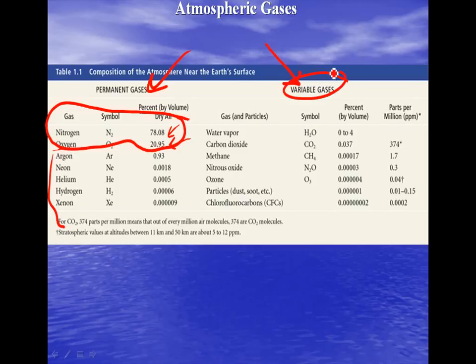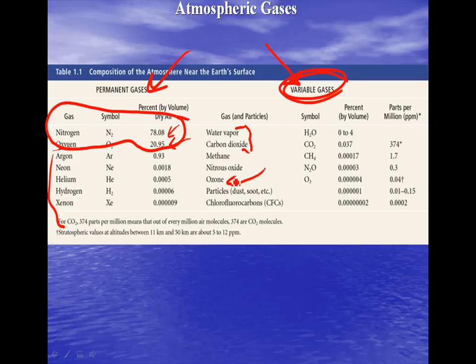Variable gases play a critical role in our weather, especially these two particular variable gases here, water vapor. And water vapor is just water in the gaseous form. You know, water can exist in three states: solid, liquid, and gas. And water vapor is just water in the gaseous form. CO2, you've heard everything about CO2 in terms of global warming. CO2 actually plays a positive role in our weather, and we'll see how that works also.